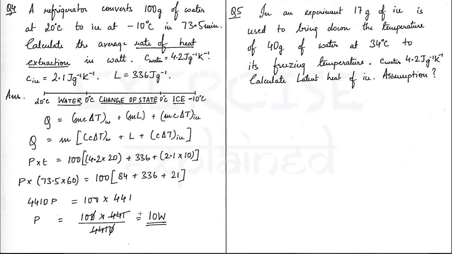Getting into question number 5 of calorimetry exercise 11B ICSE 10th. In an experiment, 17 gram of ice is used to bring down the temperature of 40 gram of water at 34 degrees Celsius to its freezing temperature. So there was 40 grams of water which has been cooled down from 34 degrees to 0 degrees, because freezing temperature for water is 0 degrees.